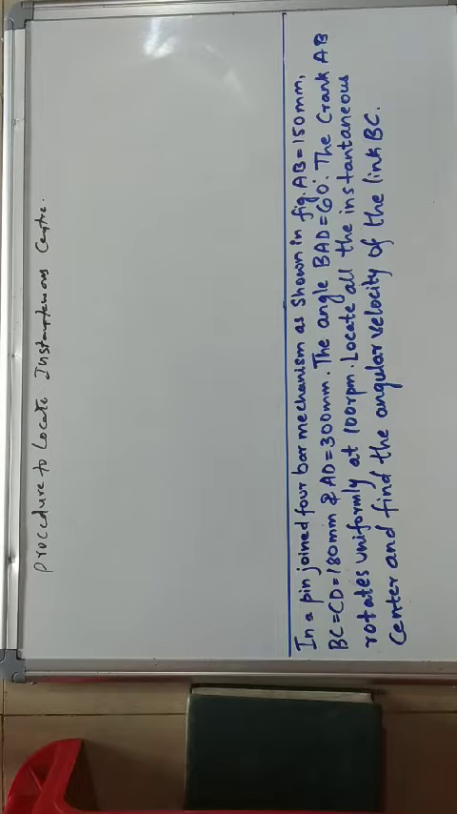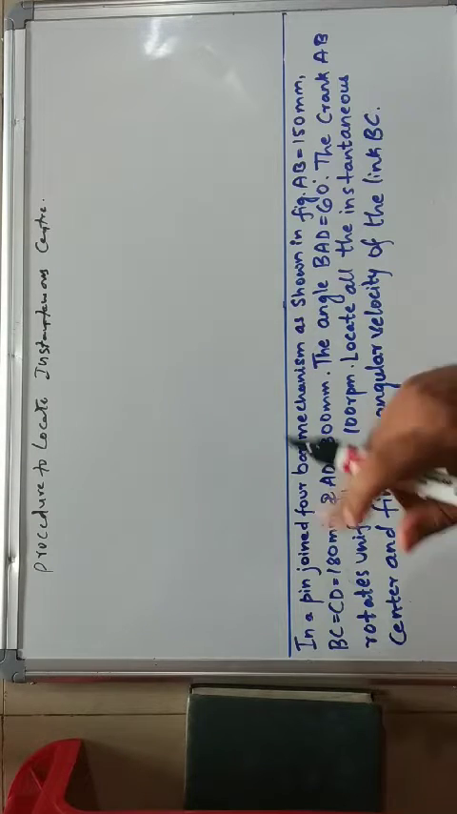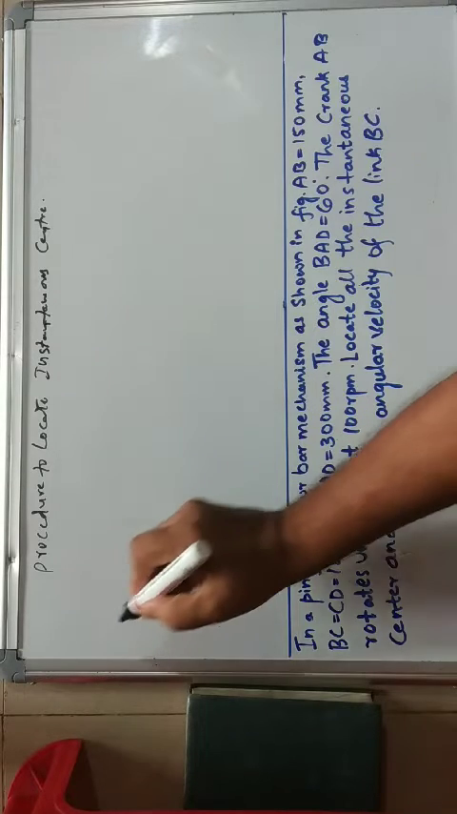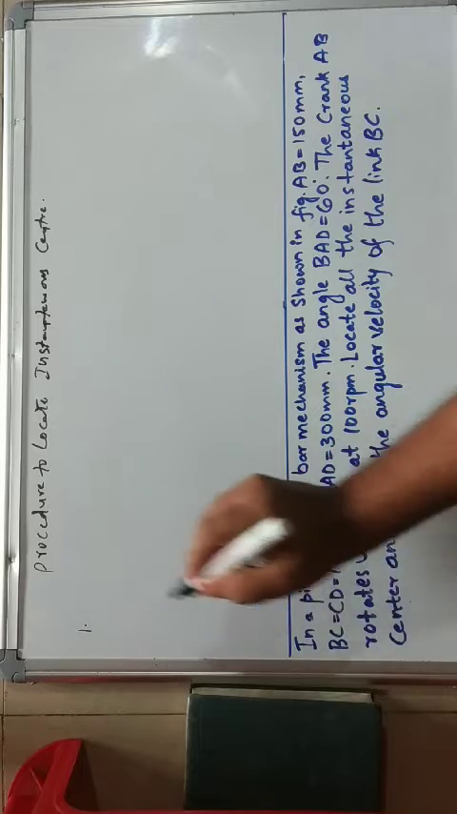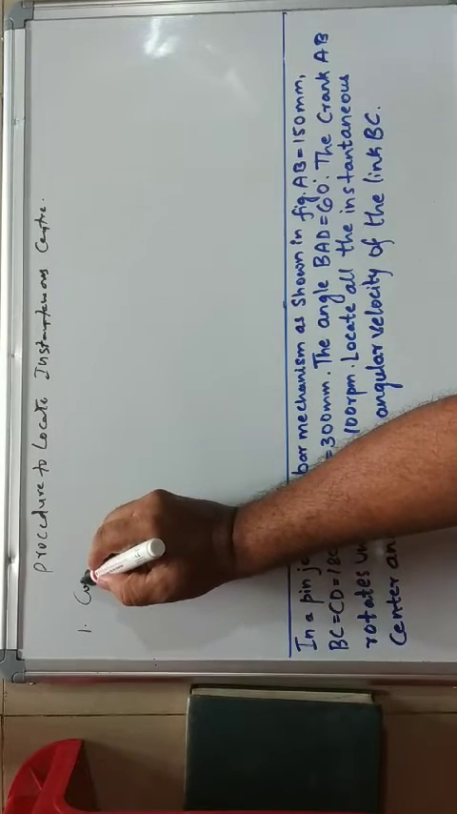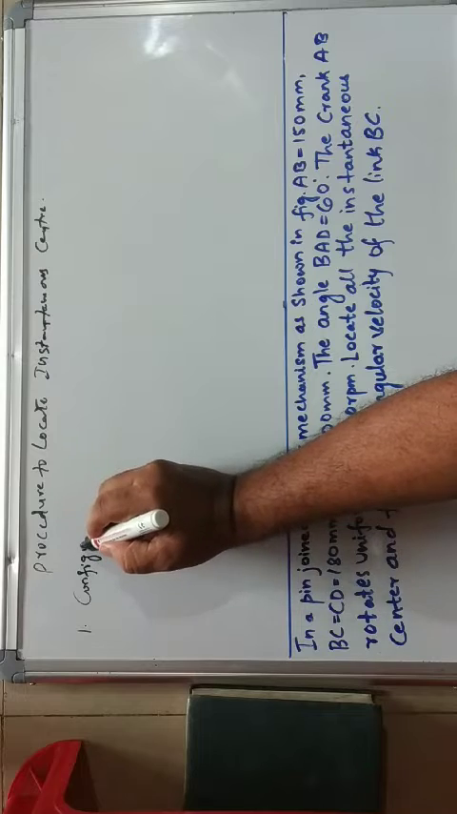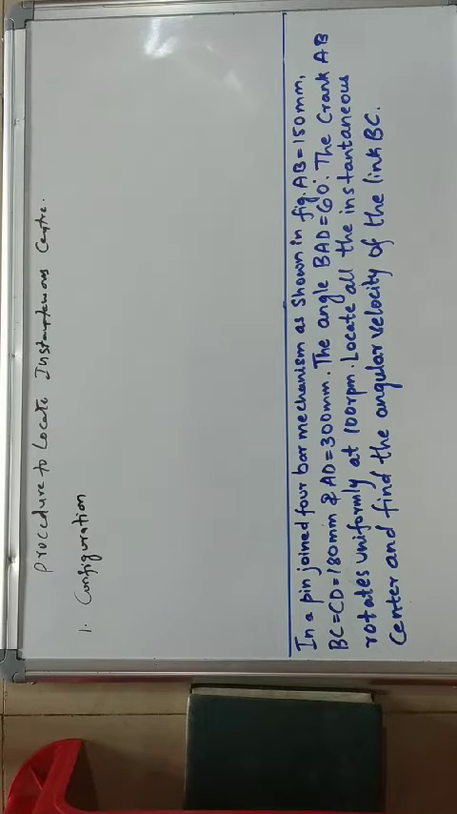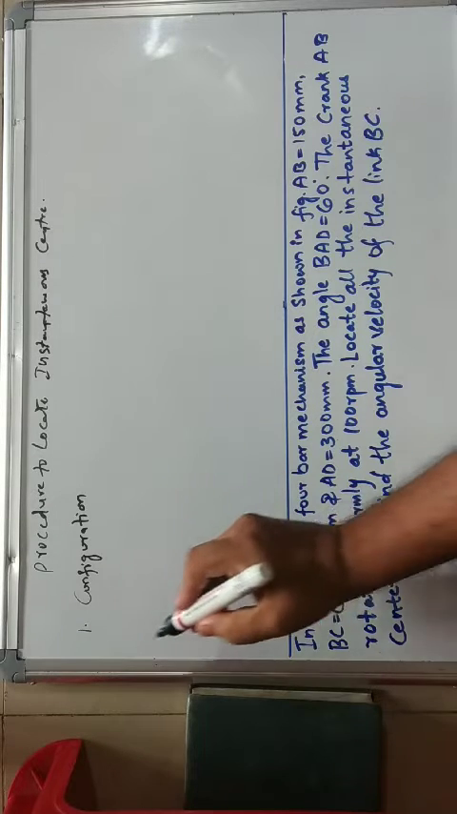Whenever we talk about the procedure, the first step to locate the instantaneous center is to draw the configuration diagram. This configuration diagram we already know. It can be drawn to 1:1 scale, or to a reduced scale depending upon the length of the links. After drawing the configuration diagram, the second step is that we have to find the number of instantaneous centers.